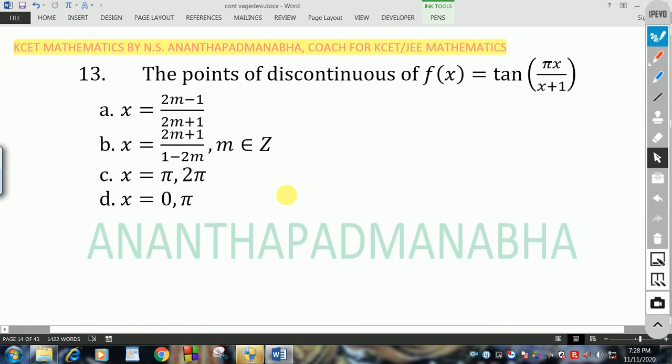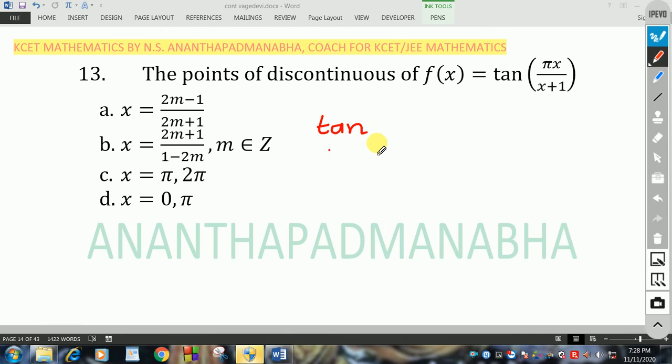Next, I have to find the points of discontinuity of f of x is equal to tan of pi x by x plus 1. So we solved this question in a different way. So now we will solve this. I have to find the points of discontinuity. I have solved this by taking m is equal to 1. So we got the answer as x is equal to 2m plus 1 by 1 minus 2m, m belongs to Z. So here I will make an approach to this problem in a different way.